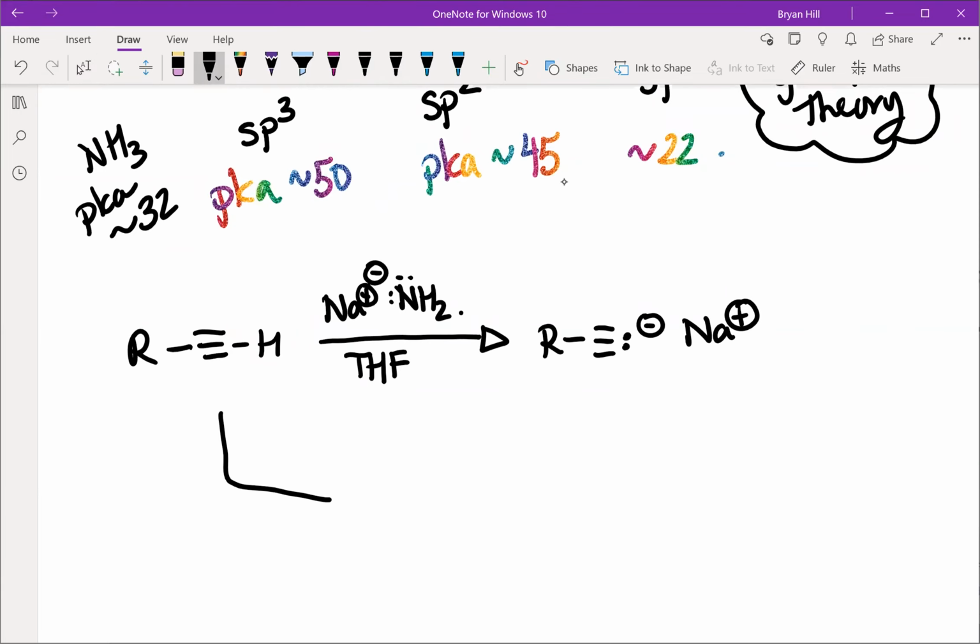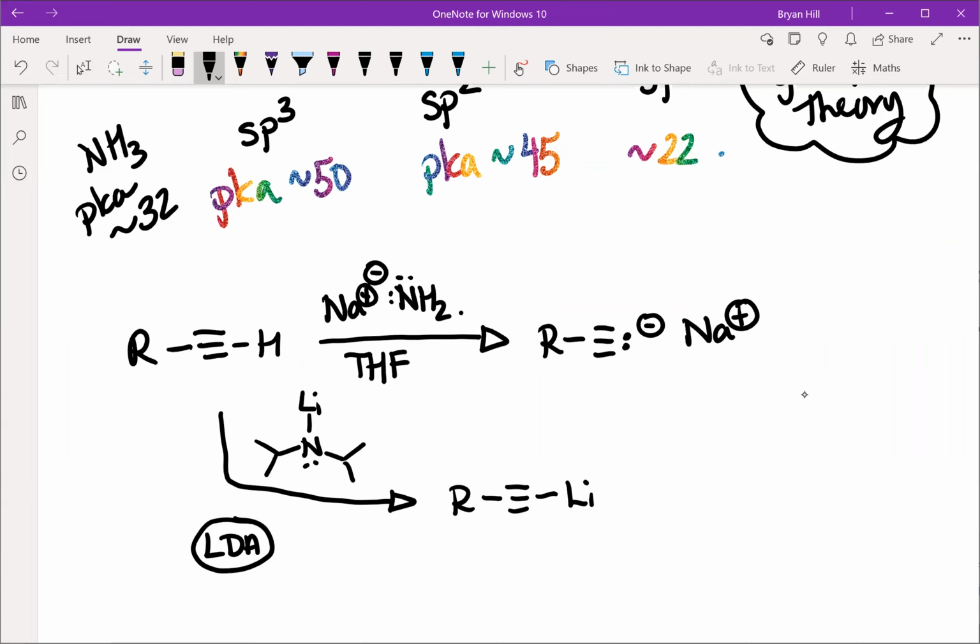Okay, now a more practical base, and I realize we're running out of time here, is this guy. What was its acronym? Right, it was LDA. So do we remember what was interesting about LDA in organic 1 before we sign off for the day? When it came to nucleophiles versus bases, it was always a base, because the isopropyl groups were big and bulky. Make this in THF. It's a practical base to use.